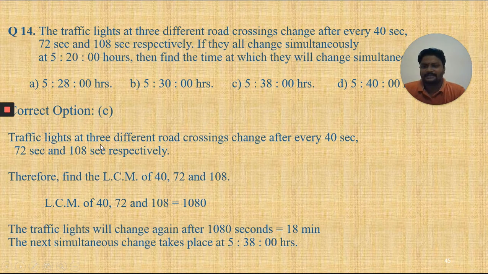The traffic lights at 3 different road crossings change after every 40 seconds, 72 seconds, 108 seconds respectively. Therefore, find the LCM of 40, 72 and 108. The LCM is equal to 1080 using the division method or factorization method. So the traffic lights will change again after 1080 seconds. Converting to minutes, 1080 divided by 60 is equal to 18 minutes. So the next change takes place at 5 hours 38 minutes 00 seconds. So option C is correct.